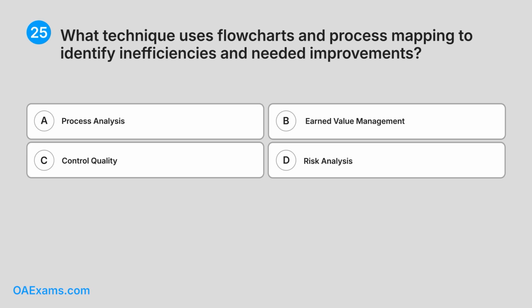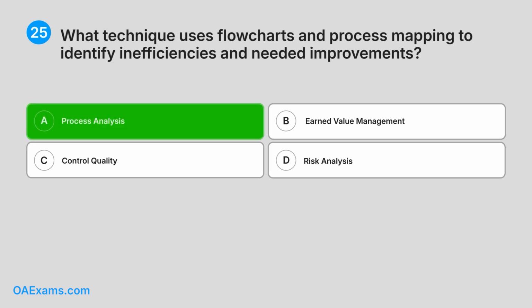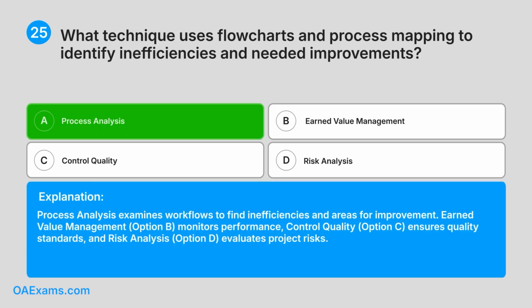Correct answer: A. Process analysis. Explanation: process analysis examines workflows to find inefficiencies and areas for improvement. Earned value management, option B, monitors performance. Control quality, option C, ensures quality standards, and risk analysis, option D, evaluates project risks.